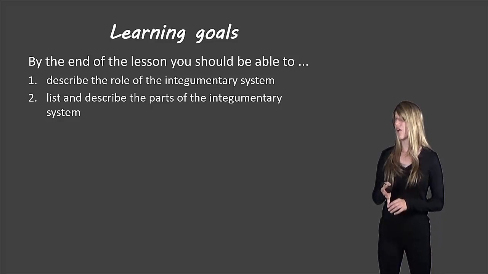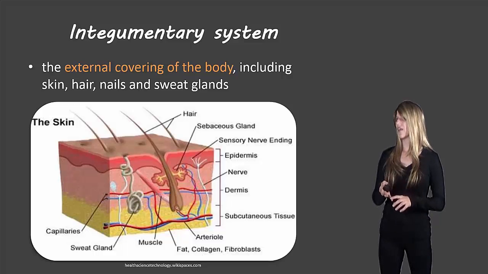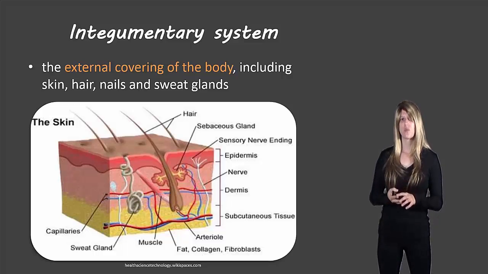We have a couple of learning goals today. You should be able to describe the role of the integumentary system, and you should be able to list and describe the parts. So first of all, what is the integumentary system? It's the external covering of the body, and that includes skin, hair, nails, and sweat glands.